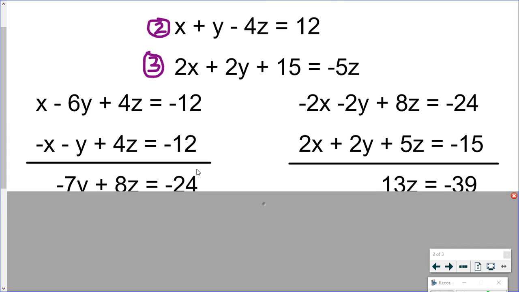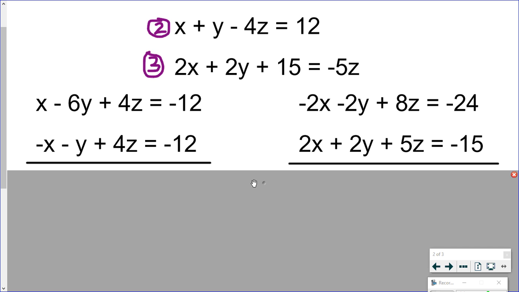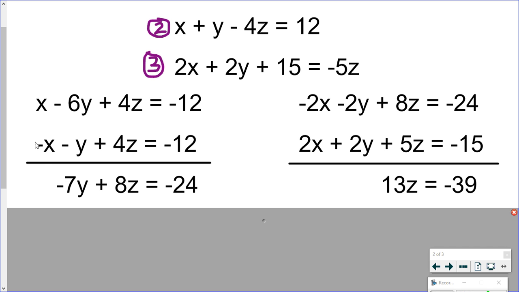And then same thing, we add to eliminate the x's. So I added both equations. So here, -6y plus -y is -7y. 4z plus 4z is 8z. -12 plus -12 is -24. Add the same thing here. -2x plus 2x cancels. -2y plus 2y cancels. 8z plus 5z is 13z, and -24 plus -15 is -39.